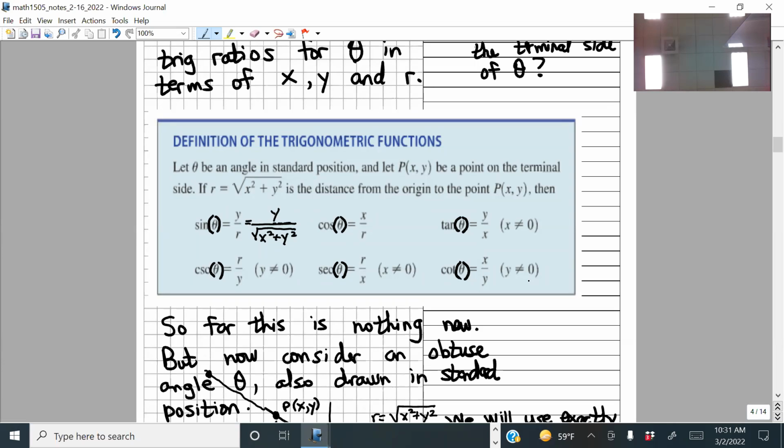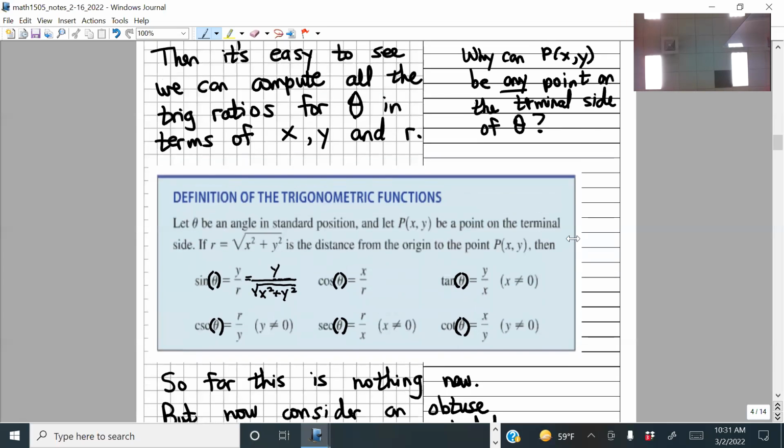So it doesn't have to be embedded in a right triangle. We've freed our trigonometry from right triangles. Through this mechanism, trigonometry can become a subject that's a little bit broader than just the study of right triangles.